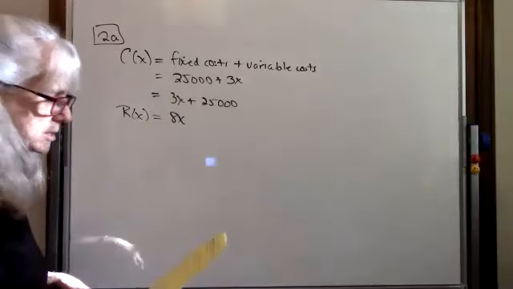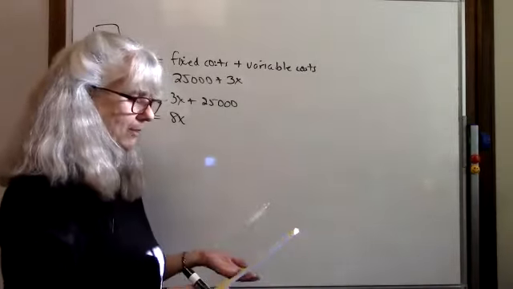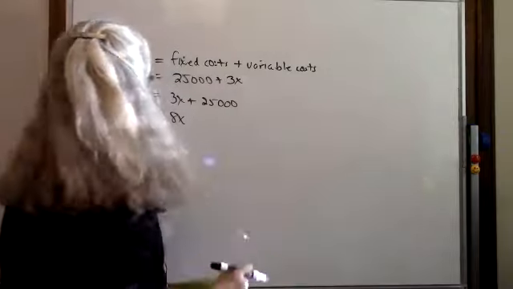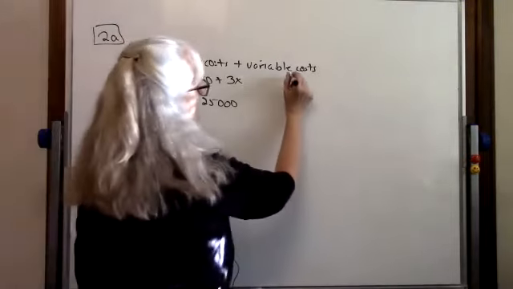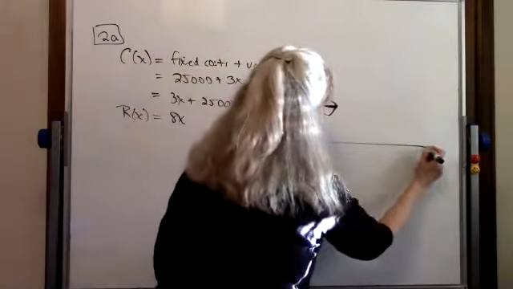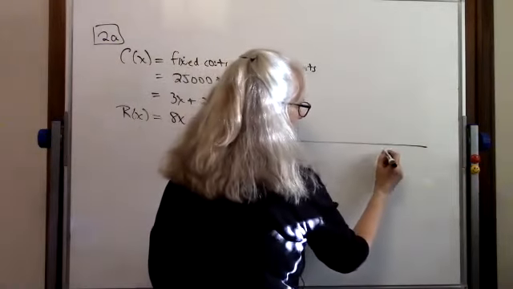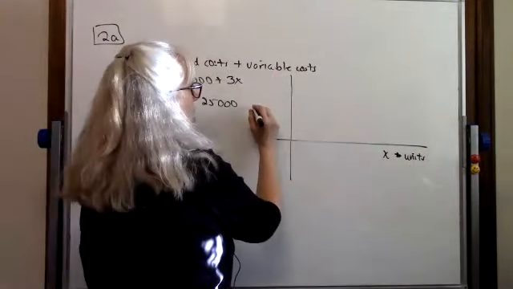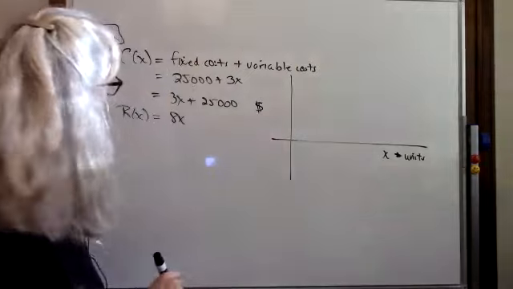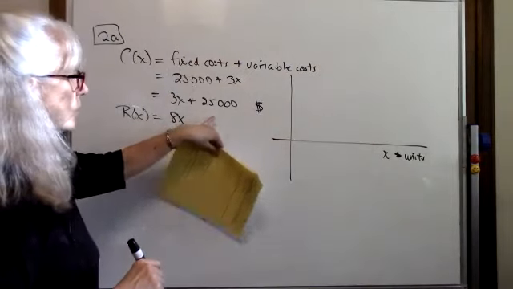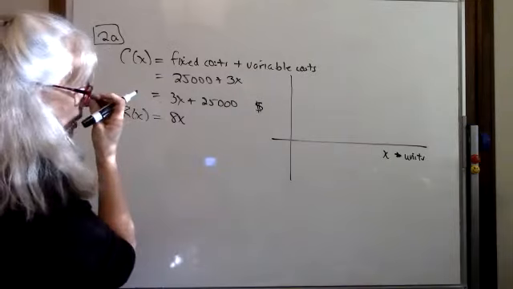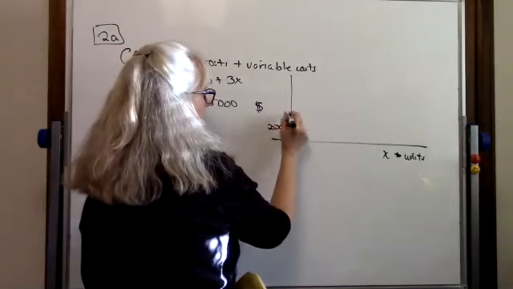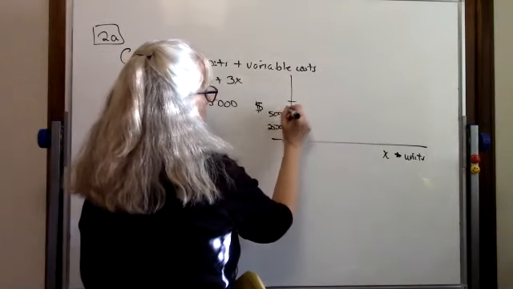They want us to sketch the graphs of the cost and revenue functions and graphically mark the break-even point. So let's graph them first and then talk about what the break-even point is. To graph them, I'm just going to plot a couple of points, not a lot of points. The x-axis here is the number of units that we're producing and selling. The vertical axis is the cost or dollar amount. So we know we're going to need 25,000 to start with. So I'm going to count by 25,000s: 25,000, and then 50,000, and so forth.